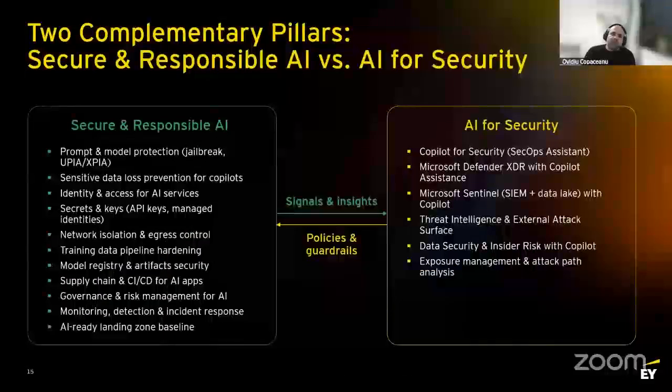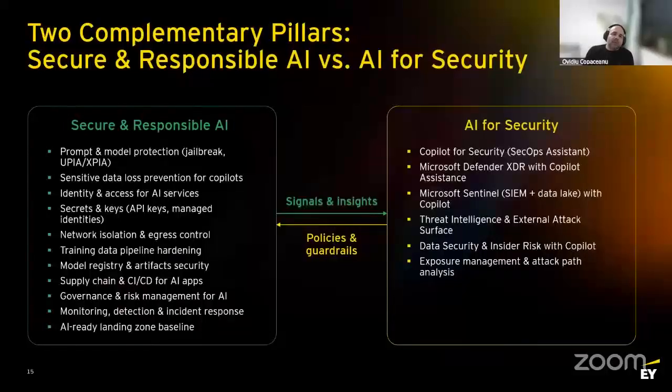Next, we have two complementary pillars: secure and responsible AI versus AI for security. What is each, and why both motions actually matter at the same time. So responsible AI usage guards the prompts, model, the SaaS apps, the data, the identities, the keys, and the networks, and it adds governance and monitoring around the Gen AI workloads, including, for example, indirect prompt injection from retrieved documents and tools, right? So agents add complexity because one prompt can trigger multiple actions, increasing the blast radius if it's not grounded.